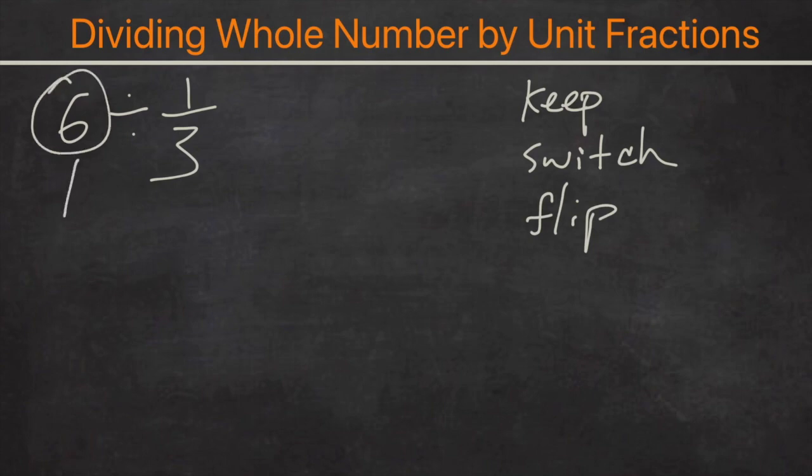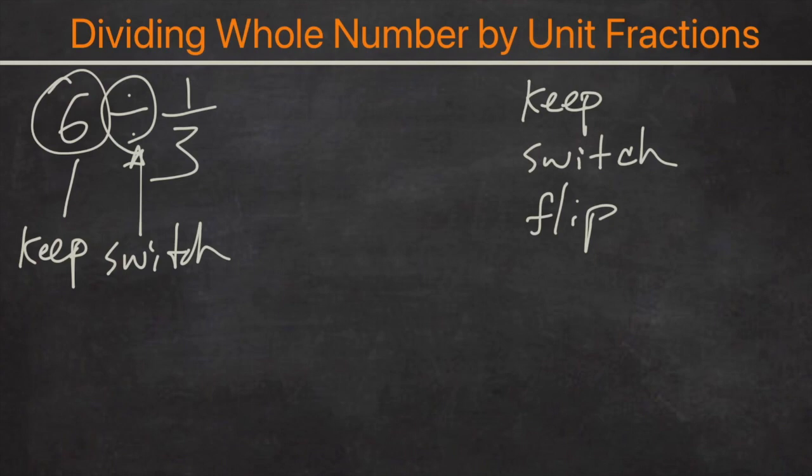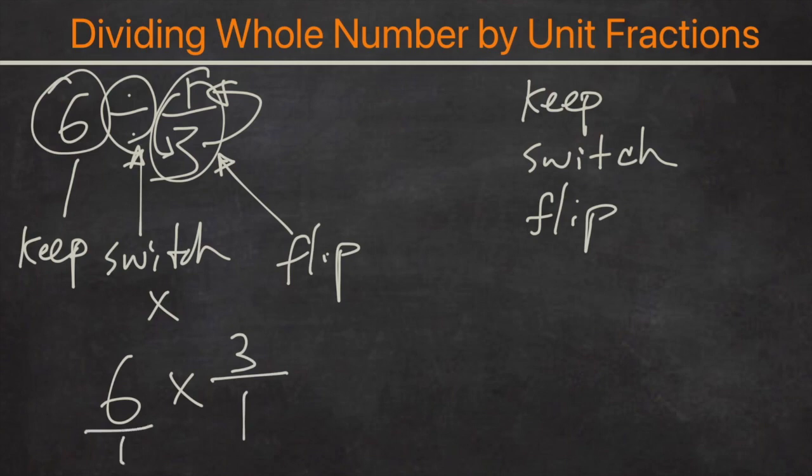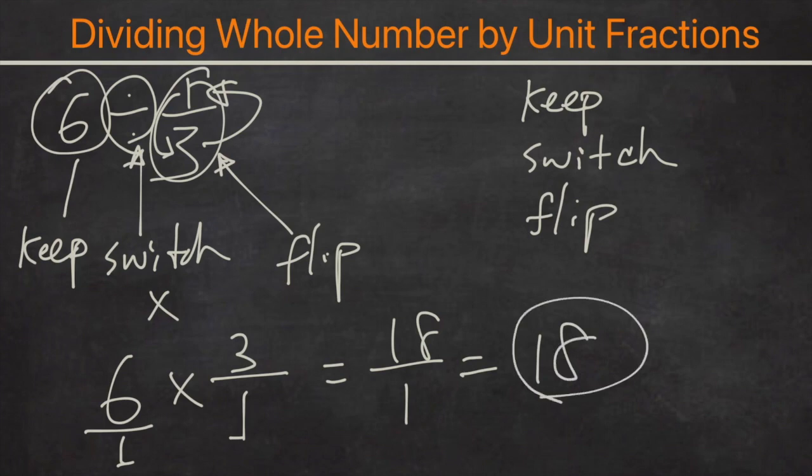Okay, so we keep by keeping this number. Switch, we will switch the division to multiplication, and then we will flip the numerator to the denominator and denominator to the numerator. So if we rewrite, it will look something like this. 6 times 3/1. And now we convert the whole number to a fraction. You can always put a 1 in the denominator as it won't change the value of the whole number. And that converts it to a fraction. So 6/1 times 3. 6 times 3 is 18. And 1 times 1 is 1. So the answer we have is 18.